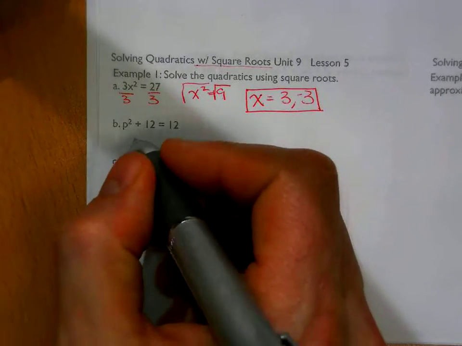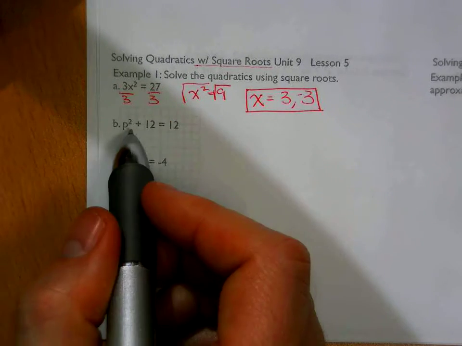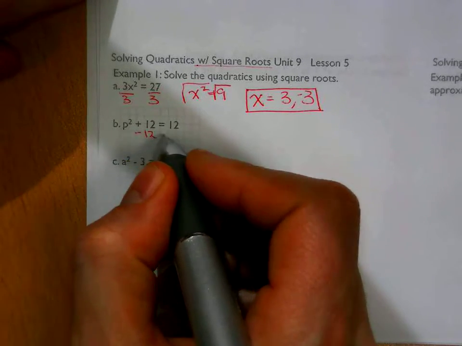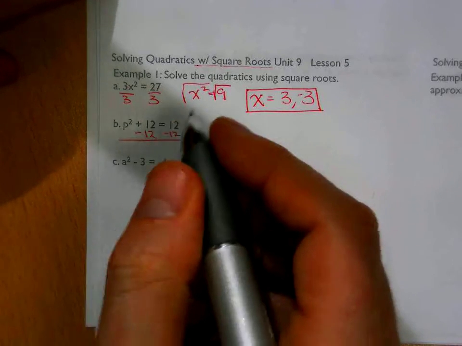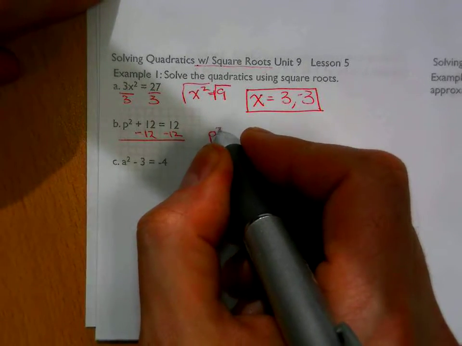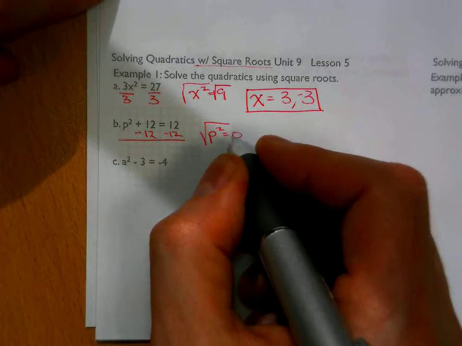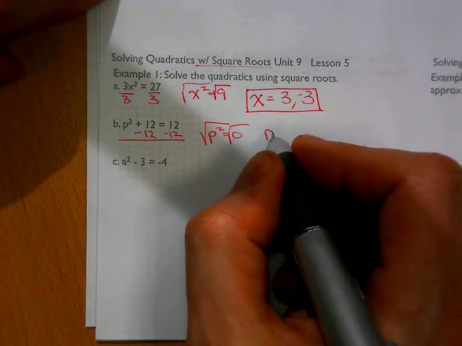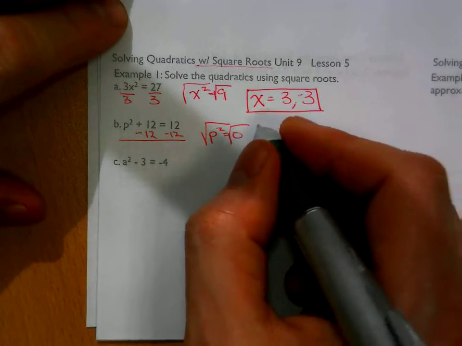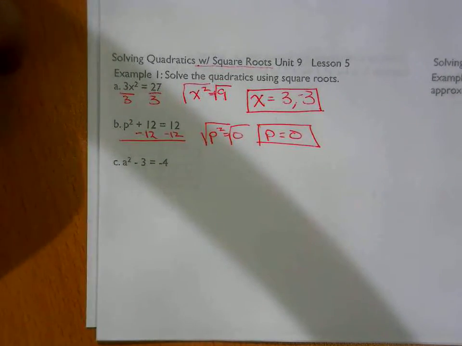Now, here we're moving on to part B. Again, using the reverse order of operations, I'm going to take care of subtraction before I take care of the exponent. And so here I'd be left with p squared equals 0. The square root of both sides, well, that's going to leave me with p equals, what times itself equals 0? 0. And so there is only one solution to this one.